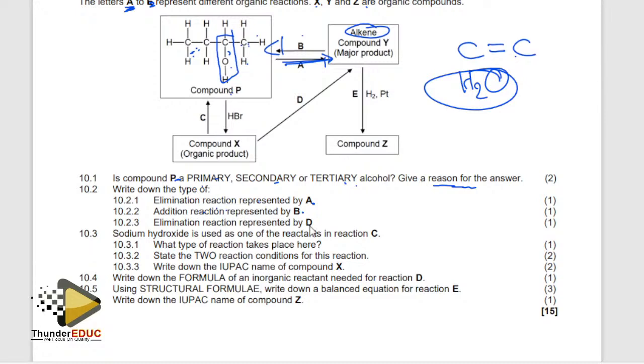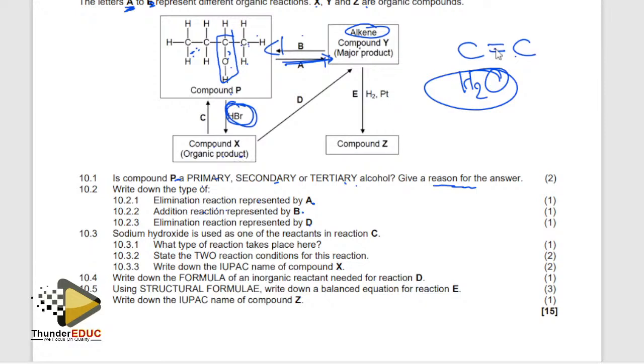Then they are saying that elimination reaction represented by D. Where is D? Elimination from this to this. So this is the alkyl halide. If I add hydrogen bromide here, it forms that. So what does it mean? It means that I've removed the hydrogen bromide here, and then I've formed this.